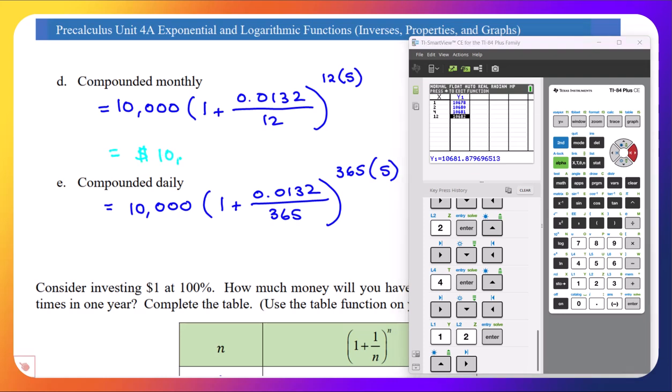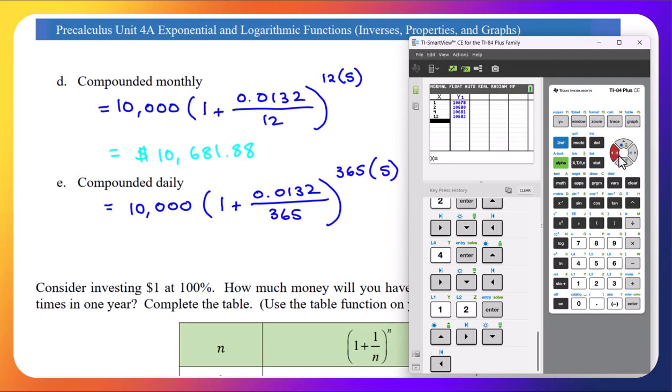That's $10,681.88. Last but not least, let's do it every day, and so that's 365, assuming it's not a leap year, and go on to that answer, and we get $10,682.25. Doesn't grow as much, but it is a bit more.